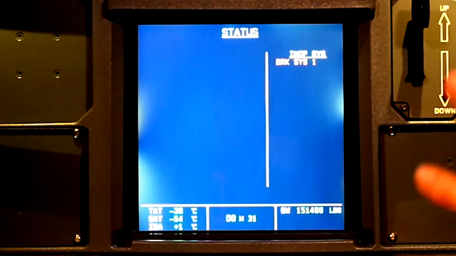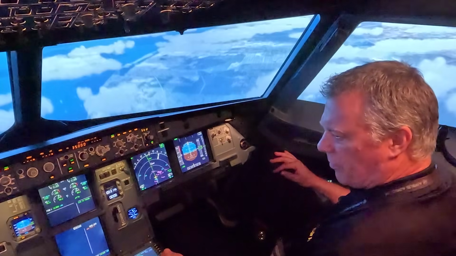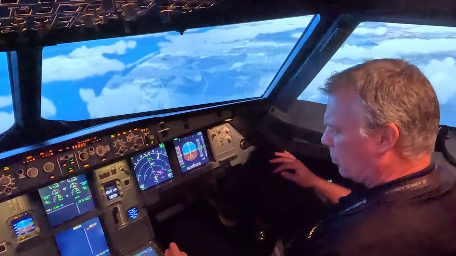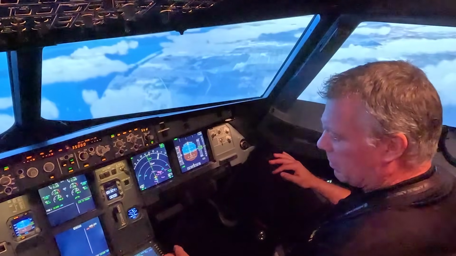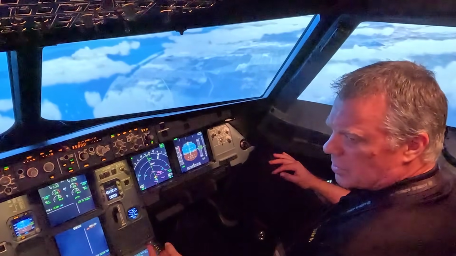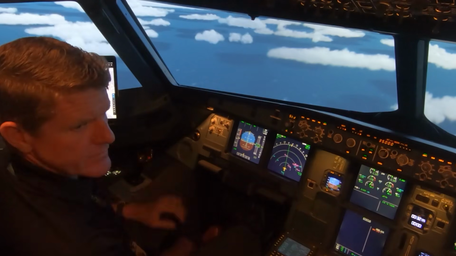Status. Stop ECAM. So there's no after takeoff flow that we need to worry about now. No normal checklists or anything at all. Any system resets for this that you know of? Let me check the QRH for a system reset.